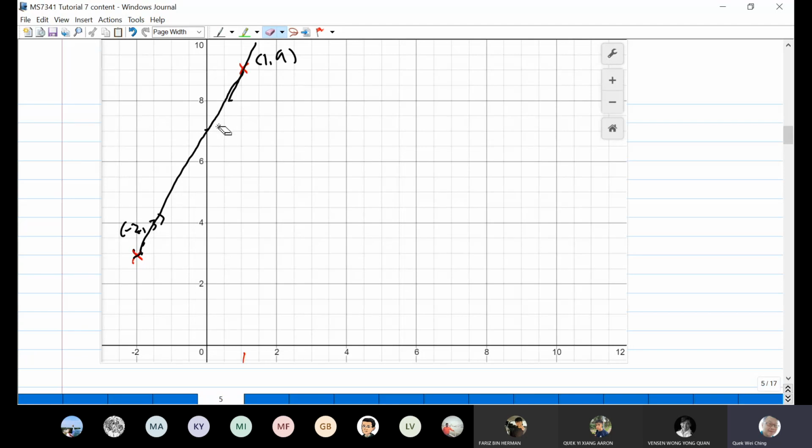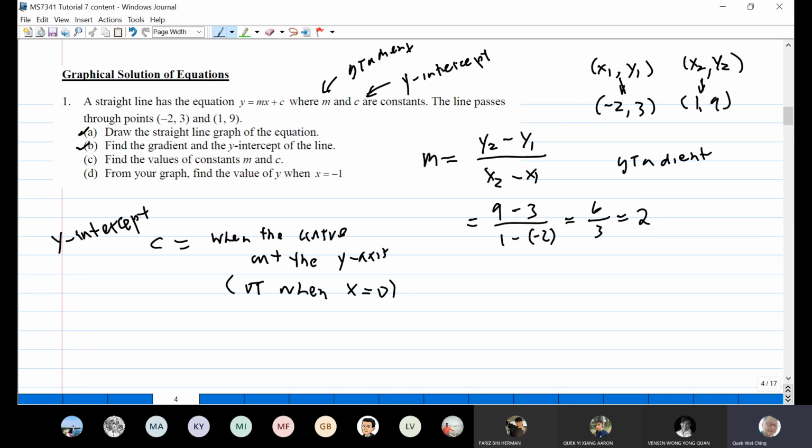Let me erase this one. So you cut around 7 here. This point is the y-intercept, c equals 7, which is called the y-intercept. This is from here to here, this 7 here. So we have answered part B of the question: find the gradient and y-intercept. We find that the y-intercept is 7 from the graph.